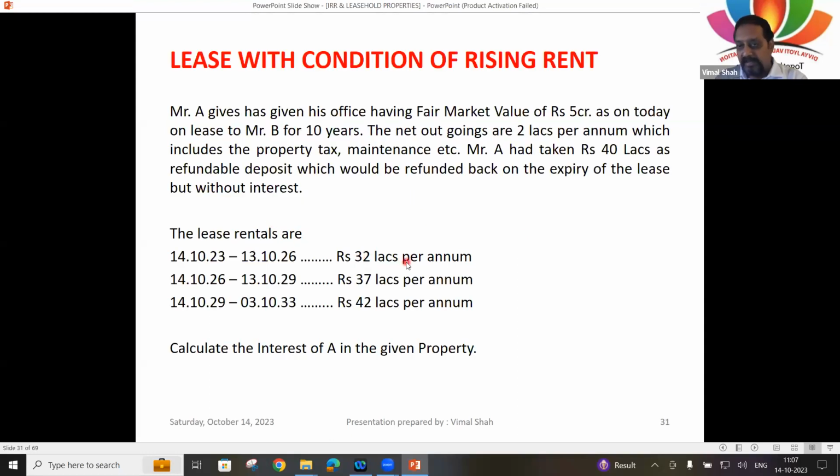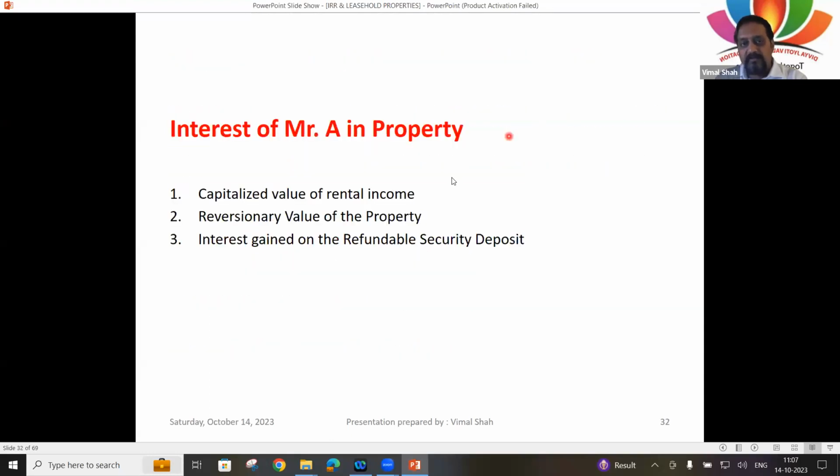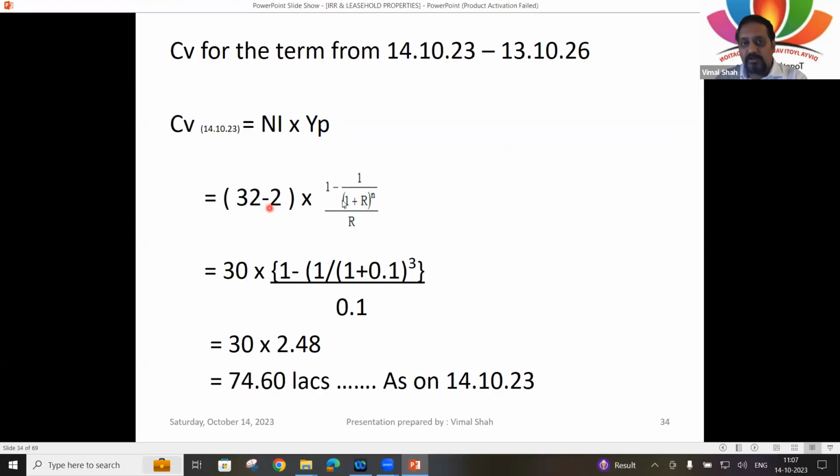Gross income was 32 lakhs per annum. 2 lakhs are outgoing. So your net income will be 32 minus 2. And YP is 1 minus PV by R, right? Where this N is for 3 years because this income is for 3 years period. So I have taken N as 3. And here I have considered the R as 10% for ease of calculations. So here I am getting this CV value of 74.60 lakhs as on today, as on the date of valuation. This is the CV value for the first rental period.